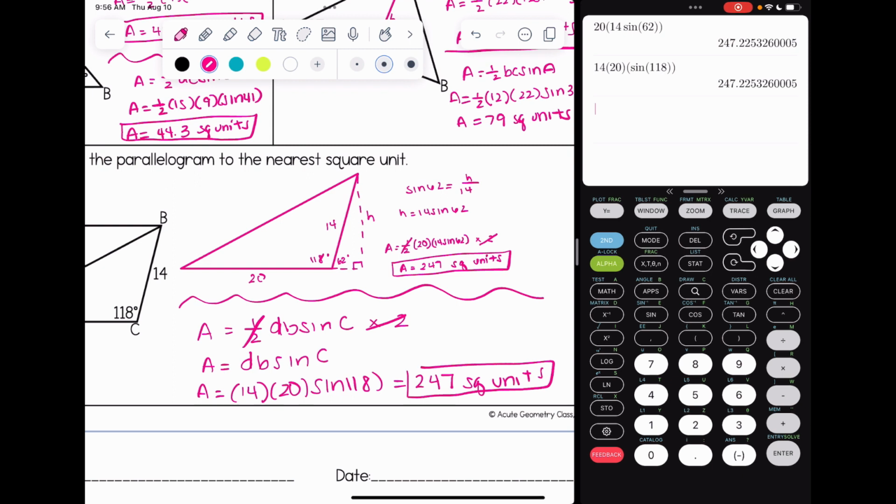Okay, so again, in this video, hopefully you were able to understand how to find the area of oblique triangles using 2 different methods.